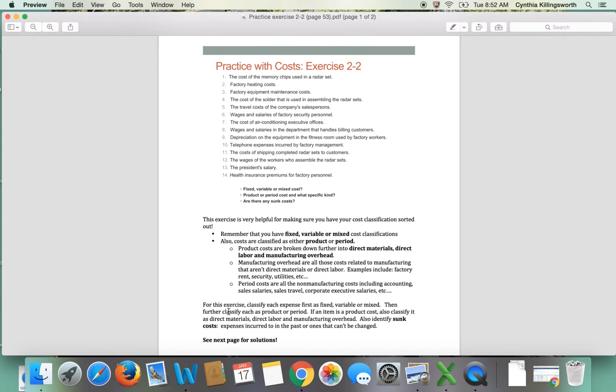Also want you to watch for sunk costs, those costs that have already been incurred in the past or that we can't change. The next page of this document that you'll have access to includes the solutions, but let's go through this together. I'll give you some time to think about each one as we address it.